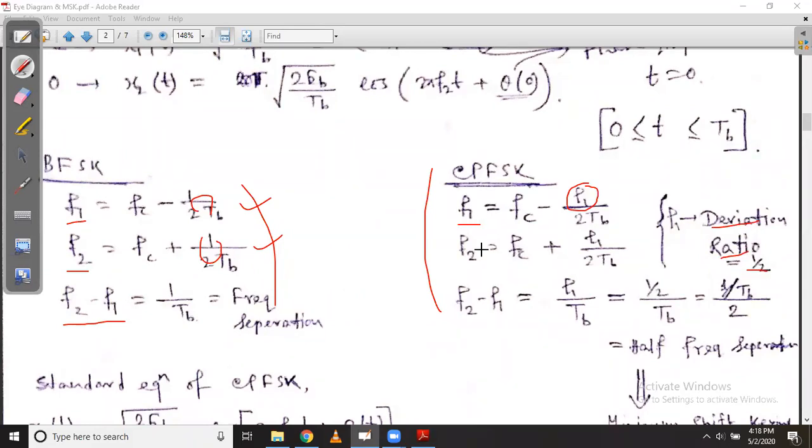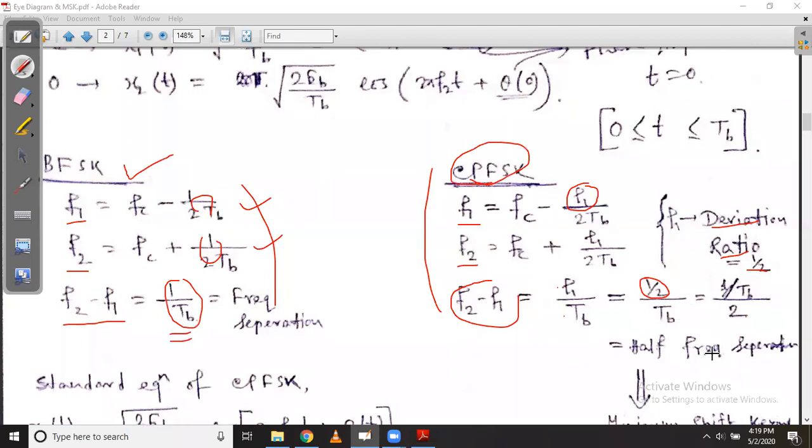Now, F1 and F2 are Fc minus this term and Fc plus this term, h by 2Tb. Here also we find F2 minus F1, that is the frequency gap or frequency separation or frequency deviation, all the same thing. This difference is h by Tb. h is half, so we can write it as (1/Tb) divided by 2. So in FSK the frequency gap is 1/Tb, but in CPFSK the frequency gap is half of 1/Tb.